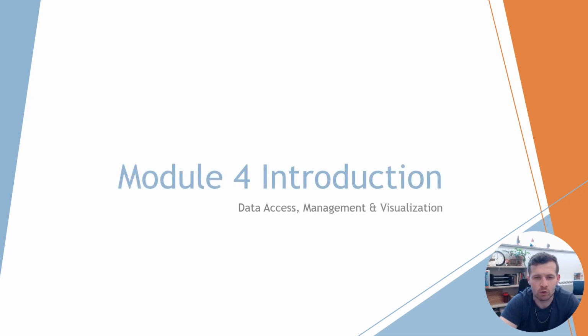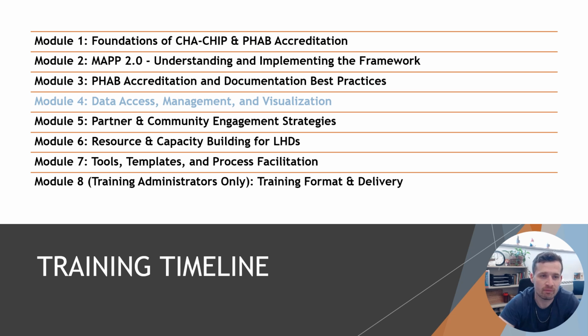Welcome to Module 4 on Data Access, Management, and Visualization. So we're about halfway through. We've talked about CHA and CHIP and FAB, MAP and FAB, and now I'm going to talk a little bit about the data, how to access it, how you might manage it, and how you might visualize it. It's going to be a very high-level overview, not super in depth, but I will try to provide some resources to get you started in that direction.